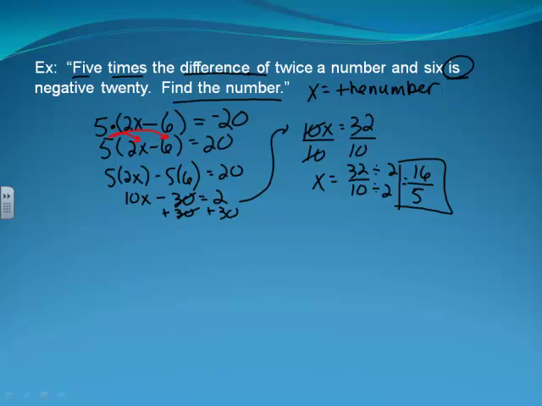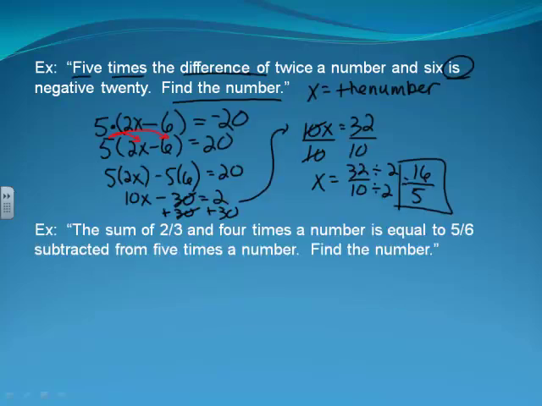All right. Next problem. The sum of 2/3 and 4 times a number is equal to 5/6 subtracted from 5 times a number. Find the number. Again, we're simply trying to find a single number, so we're going to let x represent that number. We have to have something to solve for.